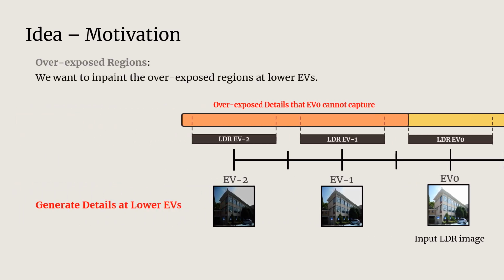As you can see in this exposure variance, EV0 to EV-2, the details visible in lower exposures are completely missing in the standard EV0 capture. Our key idea is to inpaint these overexposed regions. We want to generate plausible, high-frequency details at lower exposure values where information was lost, effectively extending the dynamic range beyond what was originally captured by the sensor.